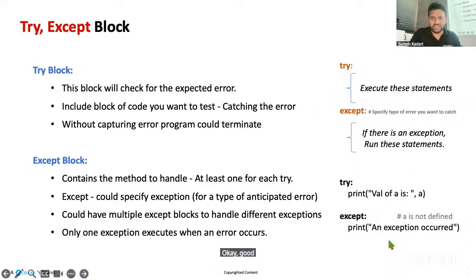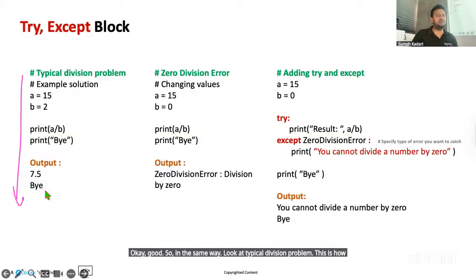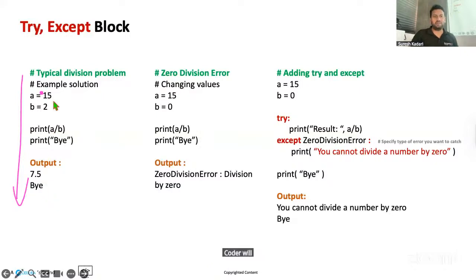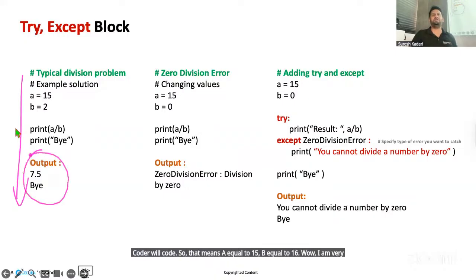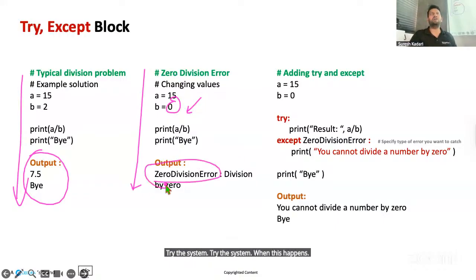Okay, good. So in the same way, look at a typical division problem. This is how a typical coder will code. So A equal to 15, B equal to 16. Wow, I am very happy. But my user is a bit naughty. My user will try the system. When this happens, zero division error. You thought that the user will not play foul, or you never expected that this thing may occur.